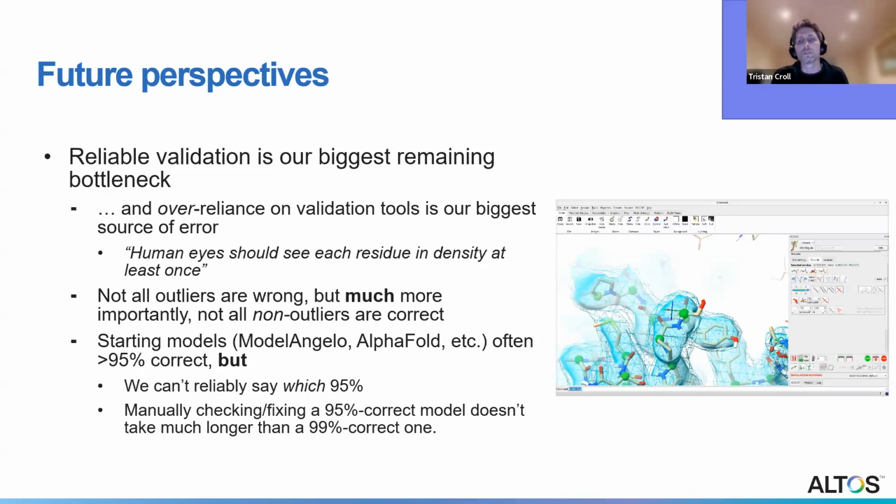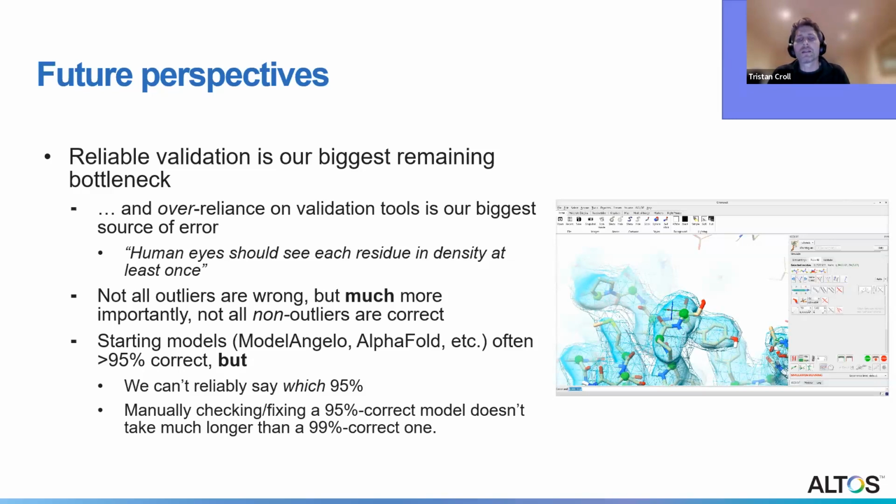And until we do, the gold standard is going to remain that human eyes, and experienced human eyes, should see each residue in density at least once. And as long as a human has to go through residue by residue, or should go through residue by residue through the density, there's very clear evidence in the PDB that not as many people do that as they should.